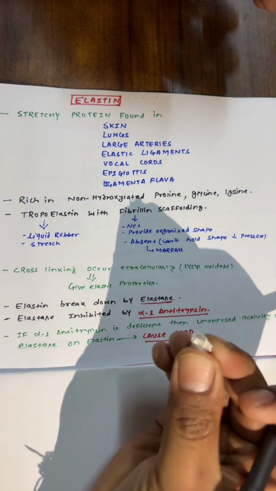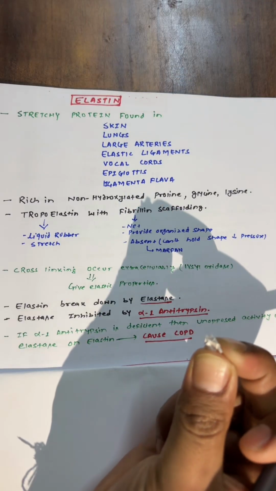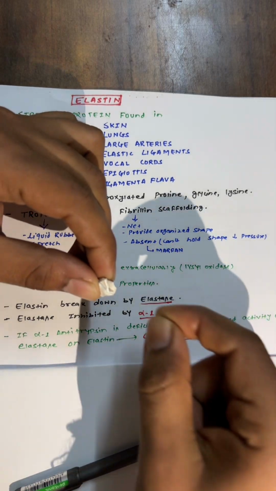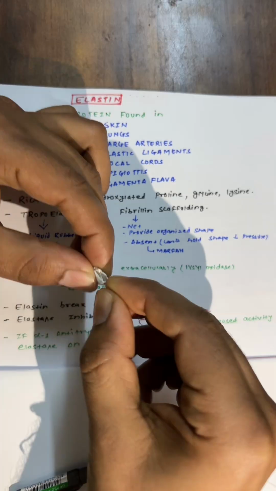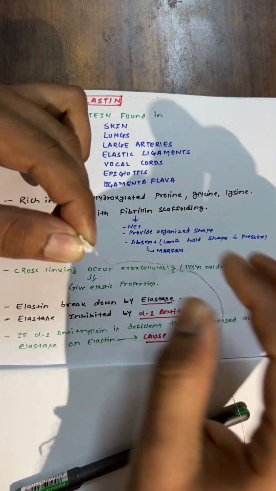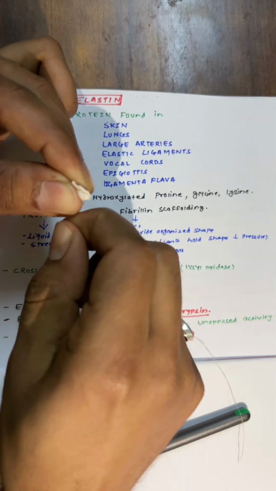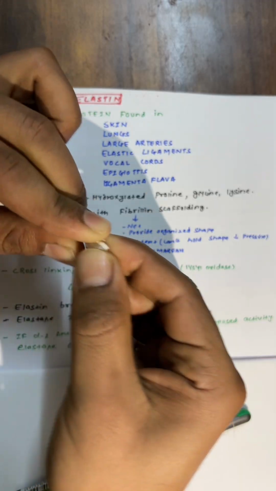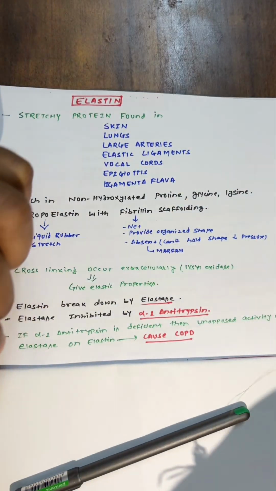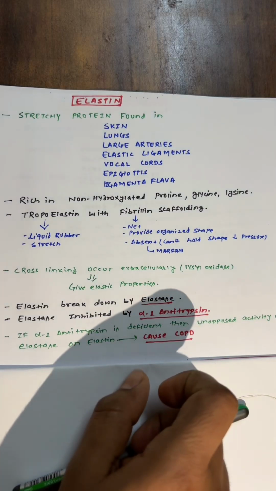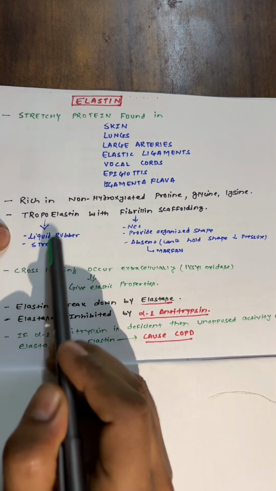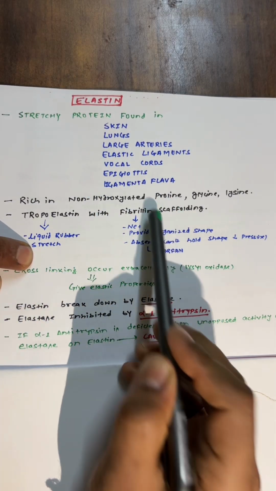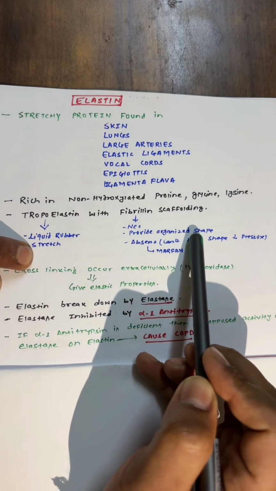Suppose this is tropoelastin, a rubber. To give it a more organized shape, we have a net-like structure; suppose this is fibrillin. This fibrillin will come around it and give it an organized shape. Just remember that tropoelastin is a liquid rubber that stretches, and fibrillin is like a net that provides organized shape.